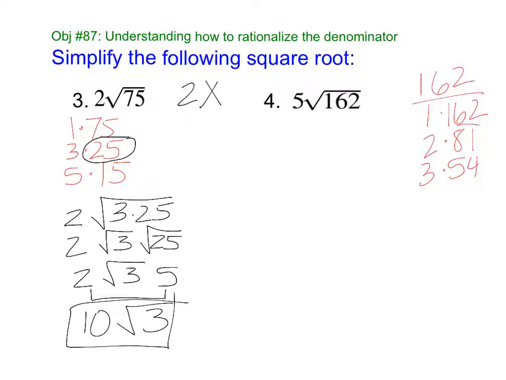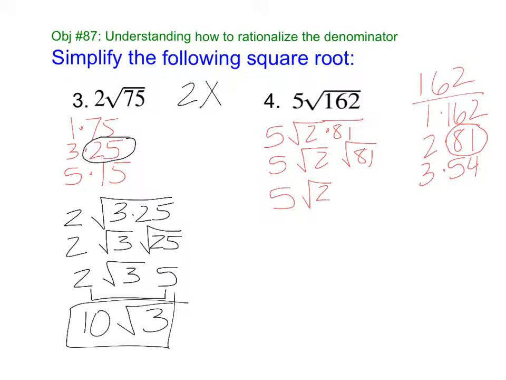Well, it's 81 anyways. If you can see that you're a big perfect square, you can just stop. 5 root 2 times 81. 5 root 2, root 81. Can't do anything with a 5. Don't know the square root of 2. The square root of 81 is 9. Again, multiply those together. 45 root 2.